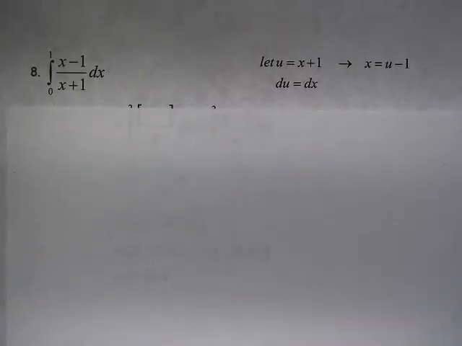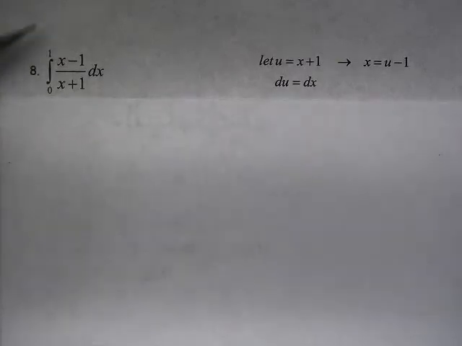Last page, we're almost there. Two more examples. The first example, we have a definite integral here from 0 to 1, and we're looking at x minus 1 over x plus 1.